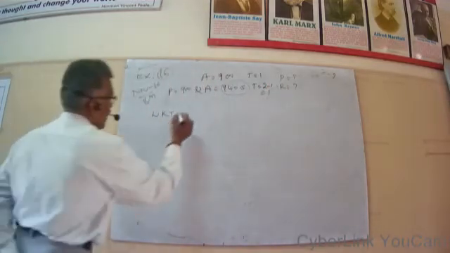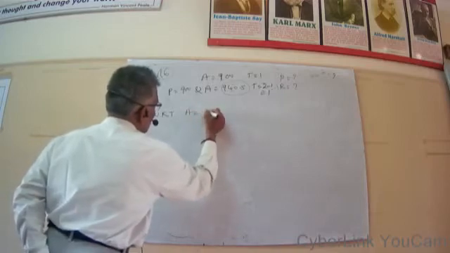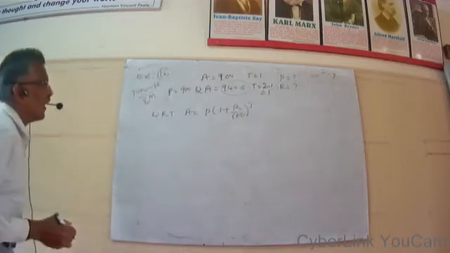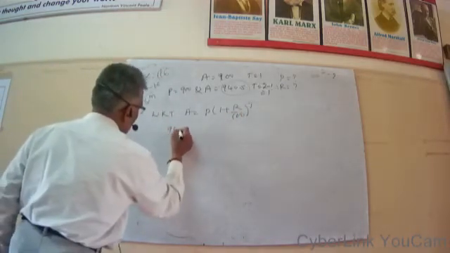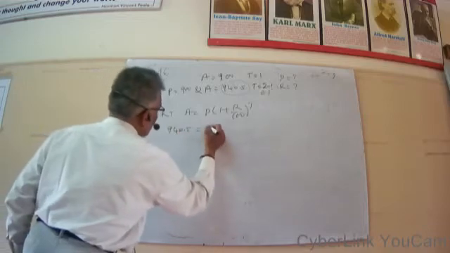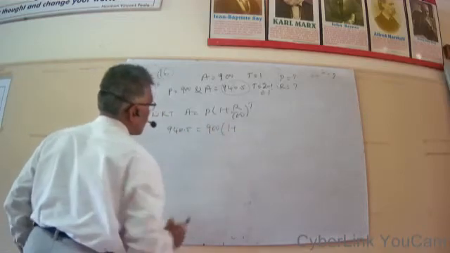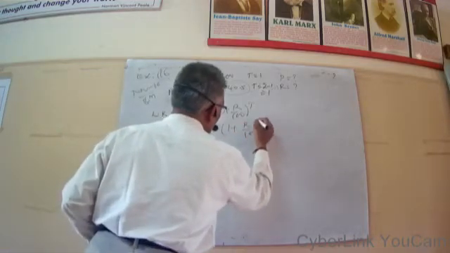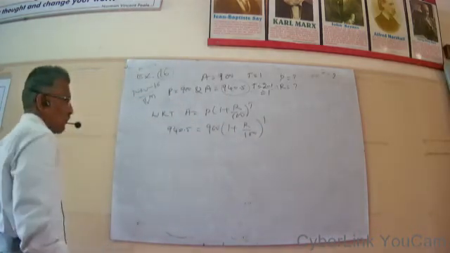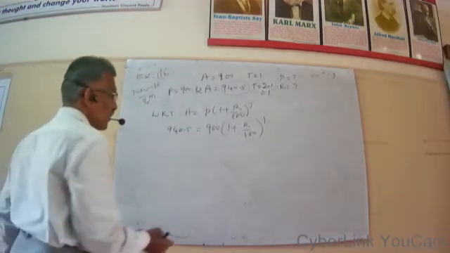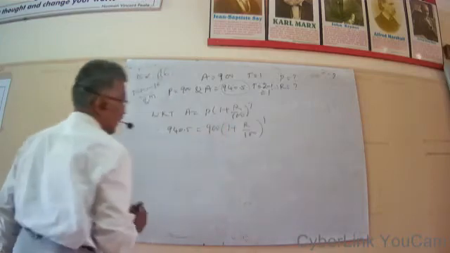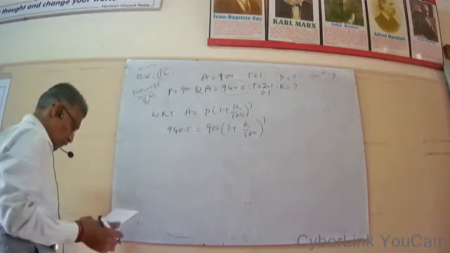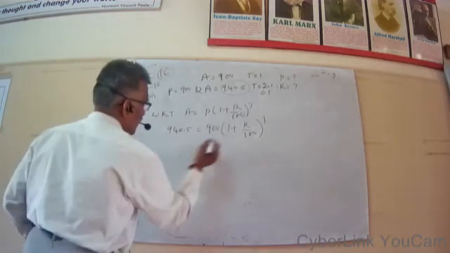We know that A equal to P into 1 plus R upon 100 raised to T. Apply that formula. A is given here. A is 940.5 equal to P is 900 into 1 plus R upon 100 raised to 1. R is to be determined, raised to T equal to 1. Simple. Raised to 1 means that itself. So that is equal to 900 into 1 plus R upon 100.